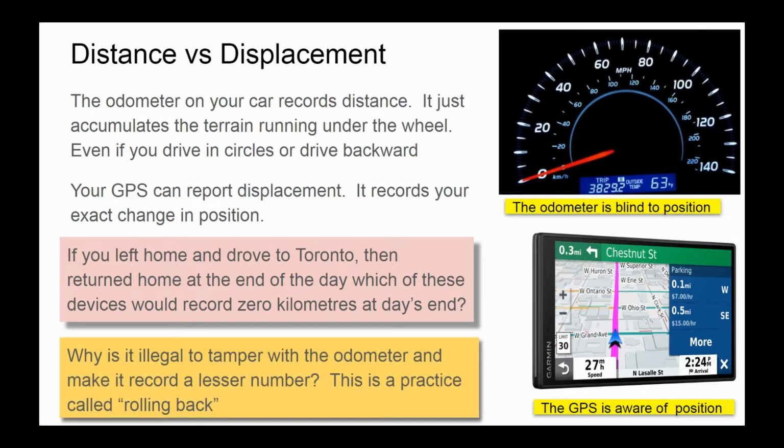Here's an interesting one. Why is it illegal to tamper with the odometer and make it record a lesser number? This is a practice called rolling back. If you read the links in the lesson that goes with this video, you'll see some hefty fines of almost $300,000 to $400,000 for people that were caught rolling back odometers.